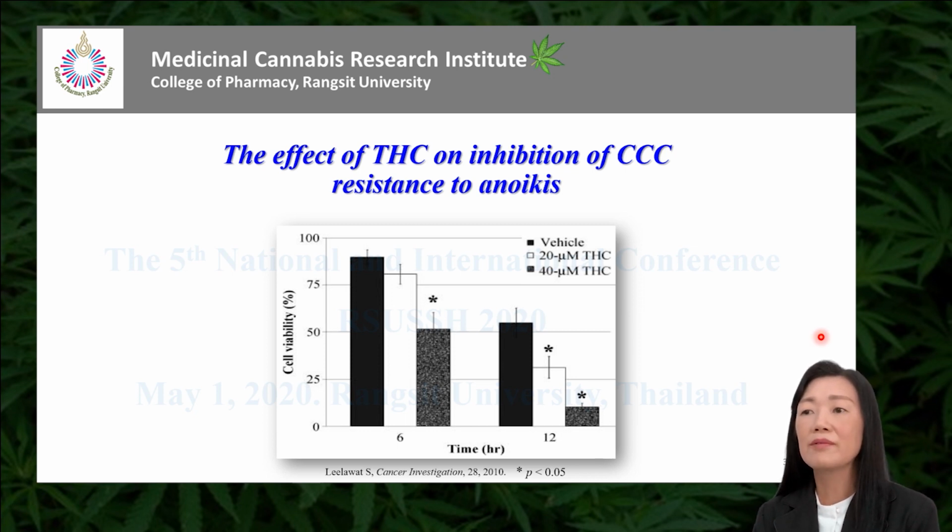Cell viability of cholangiocarcinoma treated with 20 micromolar THC significantly decreased at 12 hours after seeding. In addition, cell viability of cholangiocarcinoma treated with 40 micromolar THC was significantly decreased at 6 hours and 12 hours after seeding.